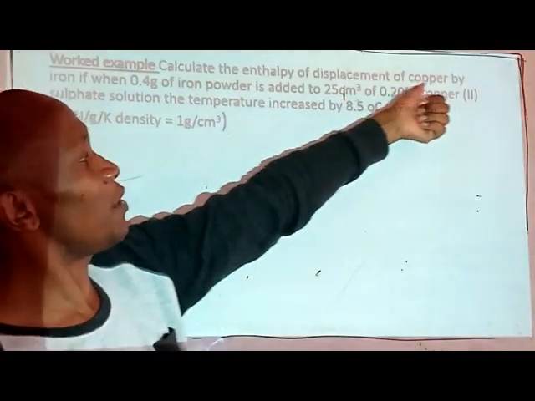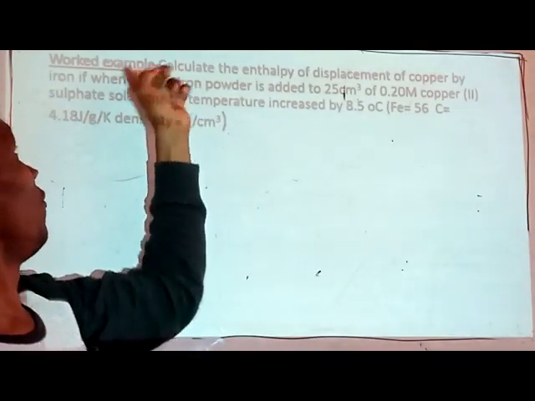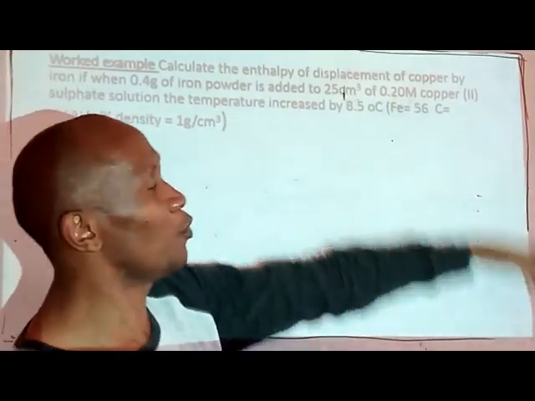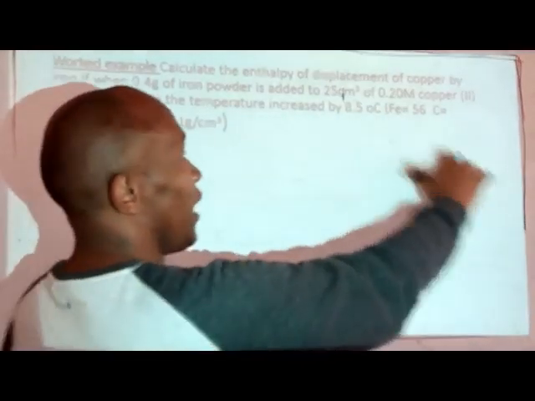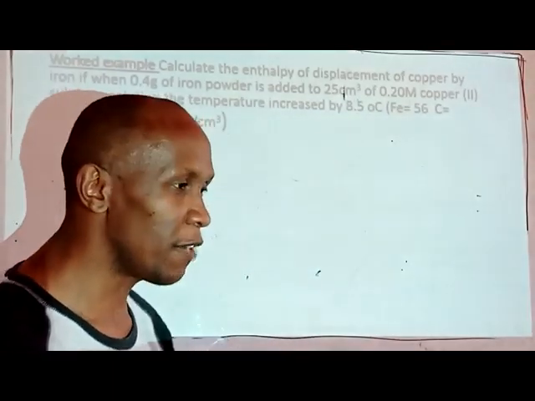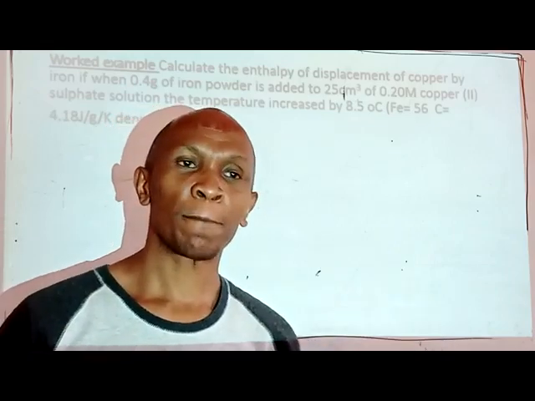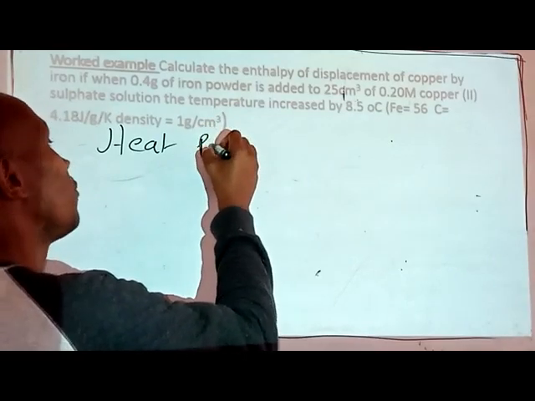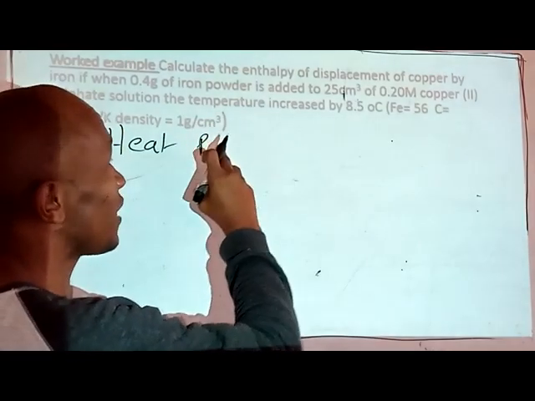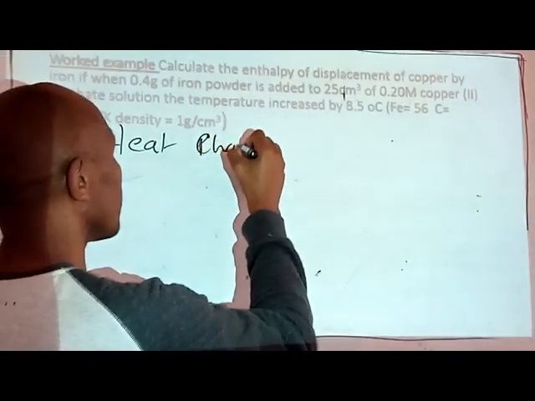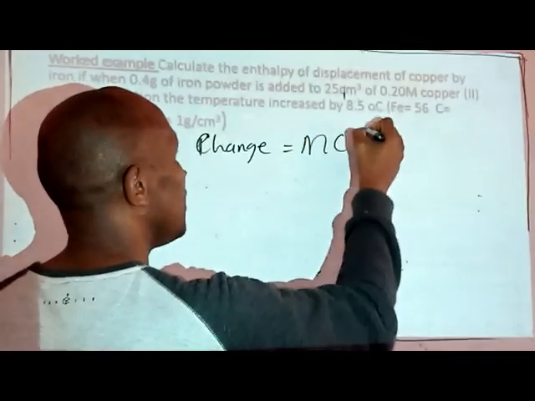Calculate the enthalpy of displacement of copper by iron if 0.4 grams of iron powder is added to 25 cubic centimeters of 0.20 molar copper(II) sulfate. The temperature increased by 8.5, and you're given some data there. By now we know how to go about it. Our first objective will be to get the heat produced or absorbed. This time it's the heat absorbed by the solution. So the heat change is given by mcΔT.